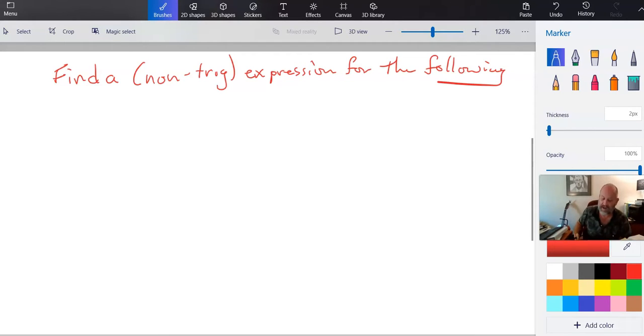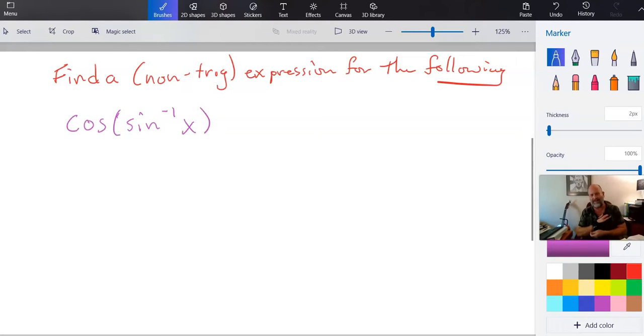Right? So we want to find a non-trig expression for the following. Well, let's take a look at it here. Okay, so here's the expression we're going to be dealing with. We want to find the cosine of sine inverse of x.